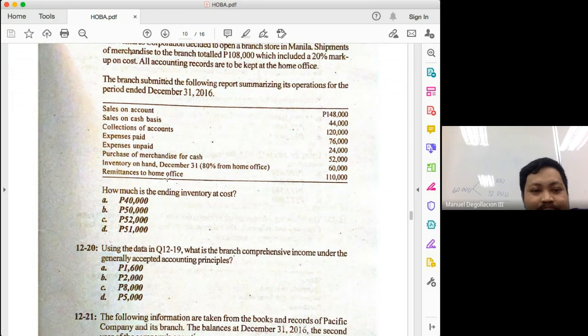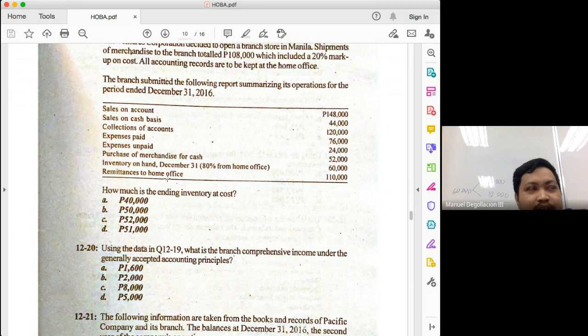Next problem. The same problem but different question. What is the branch comprehensive income under generally accepted accounting principles? If the question is phrased that way, class, what does that mean? You are looking for the true branch profit or true branch income, meaning you should be using the true cost of goods sold. You do not rely on the income reported by the branch because again the income reported by the branch is bloated by the markup embedded in the shipments made by the home office.